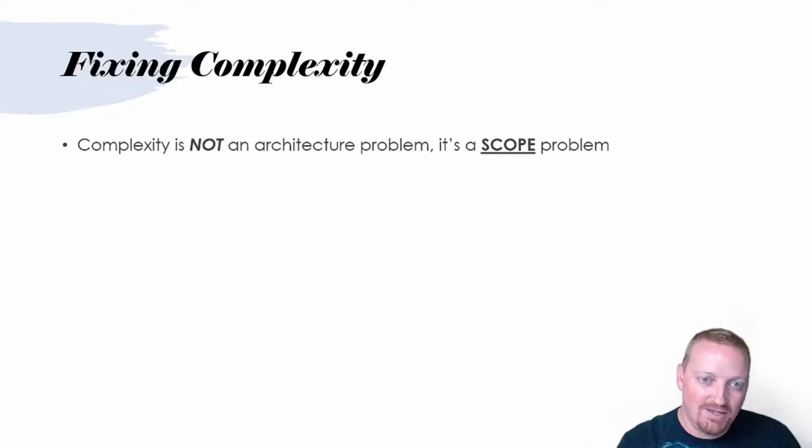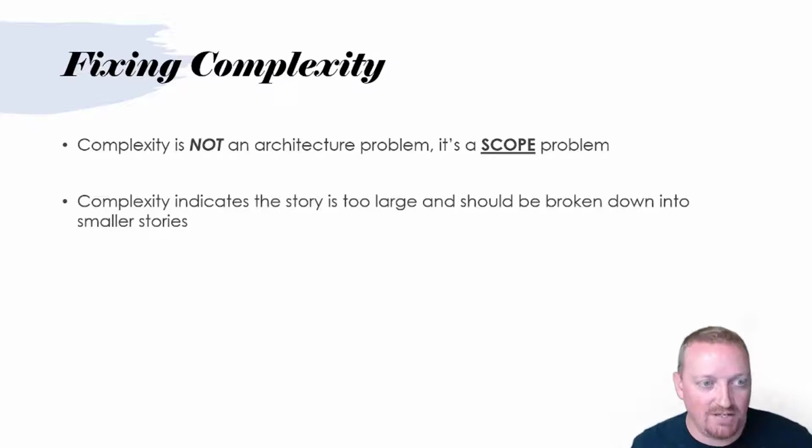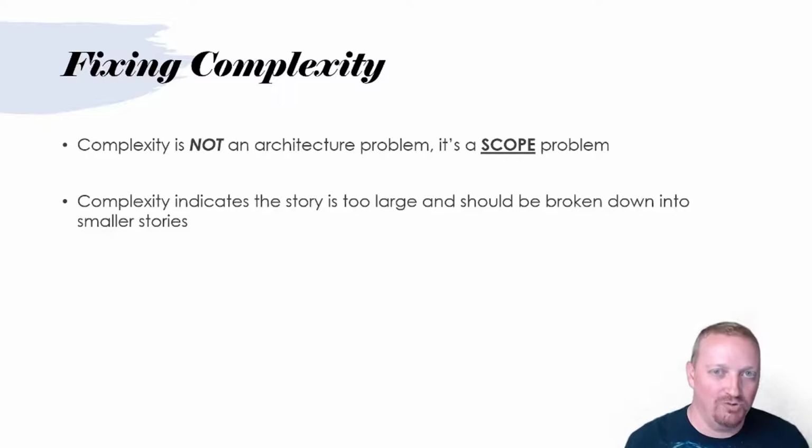How big is the solution that needs to be implemented to resolve this thing? And that may or may not touch on architecture. So complexity, saying that a story is complex, really is an indication that the scope is too large, right? It's too big and it needs to be broken down into smaller stories. So this one big story needs to be broken down into smaller stories. That's what complexity really, at its heart, truly means.